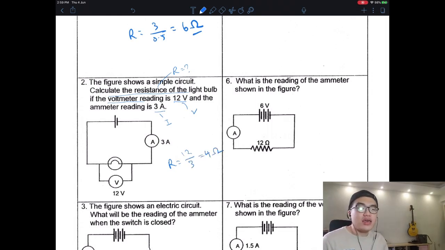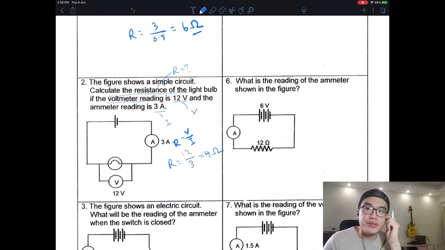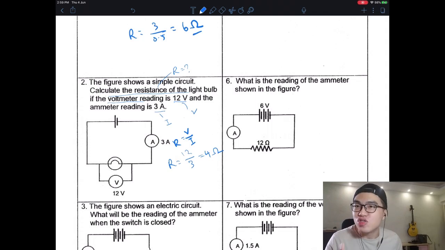If you are confused or scared, you can always write the formula R equals V over I, and then substitute it in. And then you get your answer. This is simple maths. If you say, sir, I don't know how to move this stuff, don't ask me, go and ask your maths teacher. Why are you not paying attention in maths anyway? Okay, so number 3.